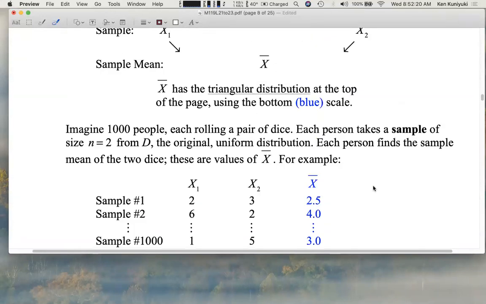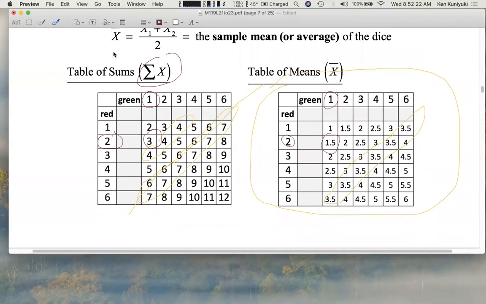Remember, back here, tables of sums versus means. What was the probability of getting various sums on a pair of dice? The probability of getting a 2 was 1 out of 36. There were 36 cells in here. The probability of getting a sum of 2 on this pair of dice was 1 over 36. The probability of getting a 3 was 2 over 36. Don't worry about simplifying. The probability of 4 was 3 over 36. The probability of 5 was 4 over 36. P of 6 was 5 over 36.